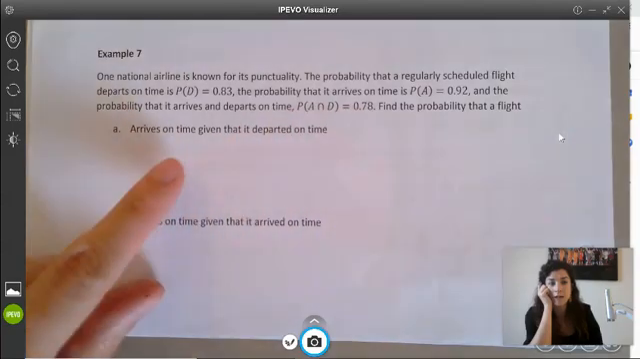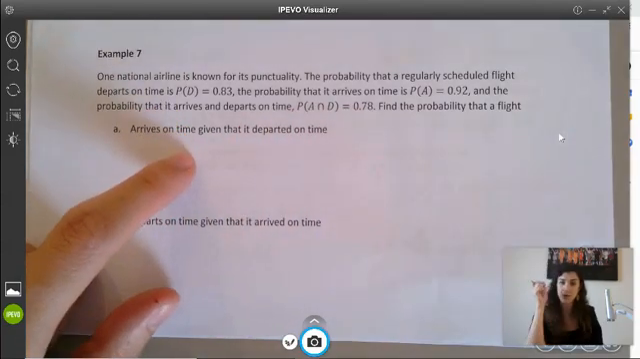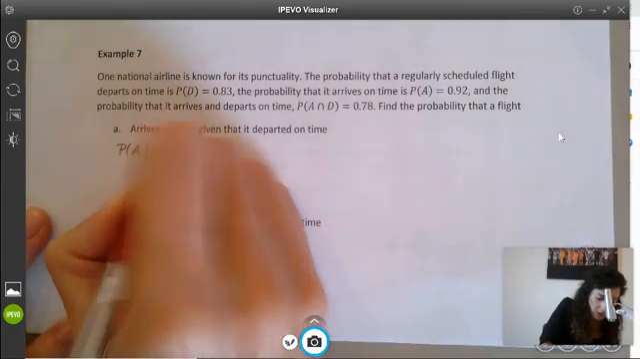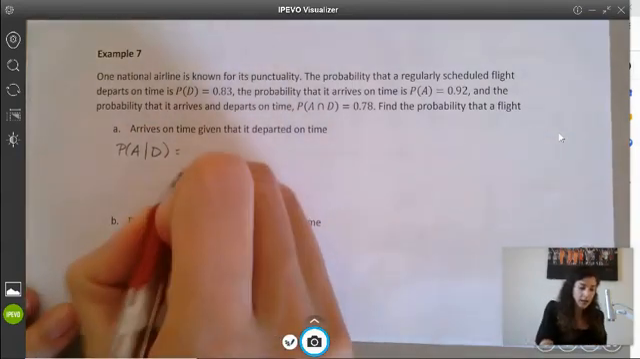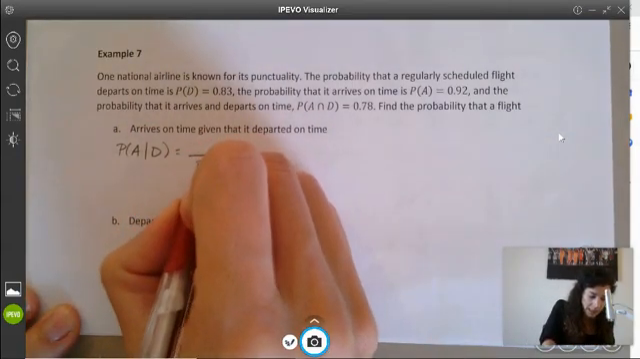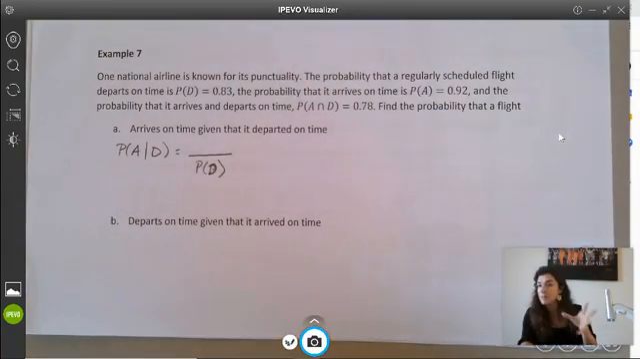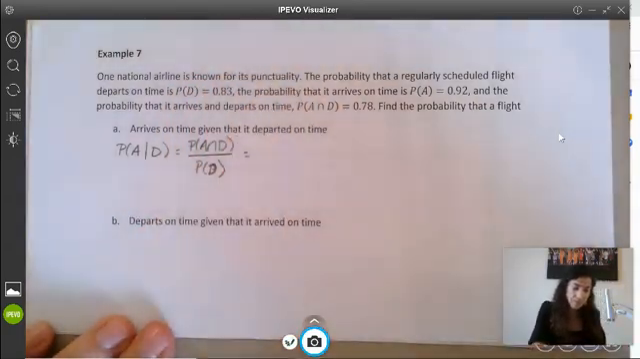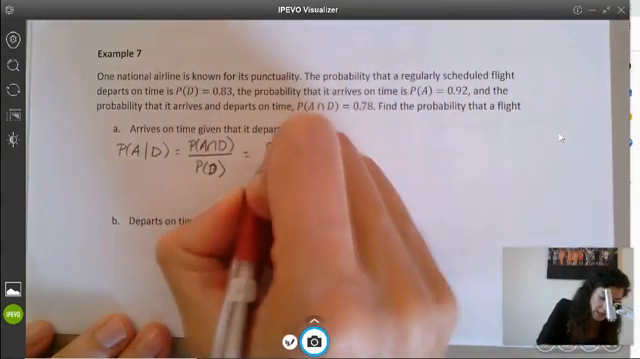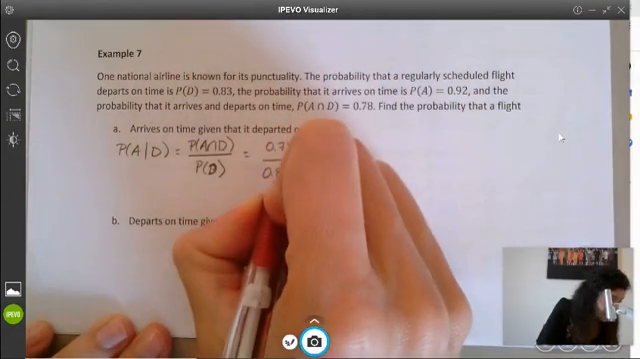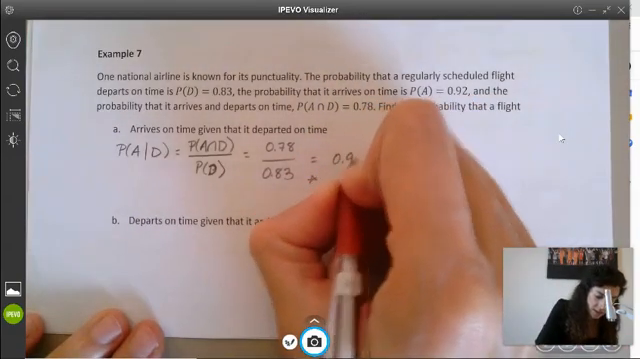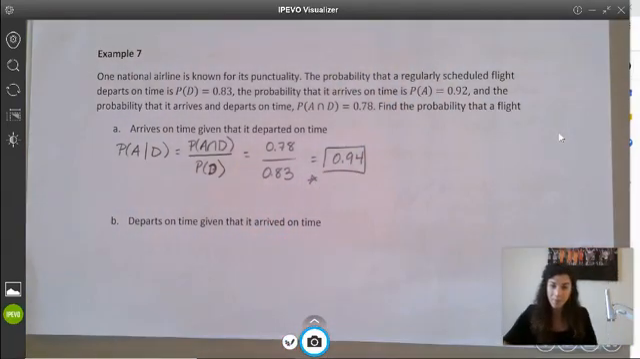Find the probability that a flight arrives on time given that it departed on time, okay? So the probability that it arrives on time given that it departs on time. Given that it departs on time means that your total is now the probability that it has departed on time. You're only looking at the flights that have departed on time. Then you need to look at the probability that it arrived and departed on time. You're given those probabilities. That's 0.78 divided by 0.83. Go ahead and divide that out for me. You should have gotten 0.94.